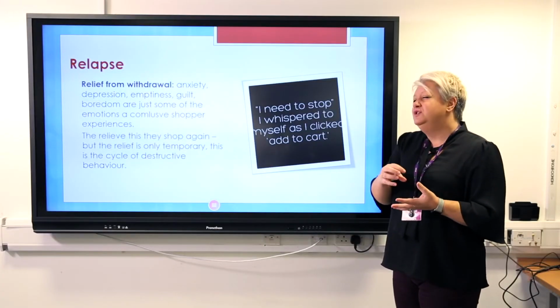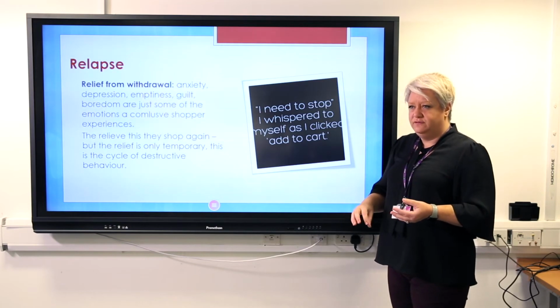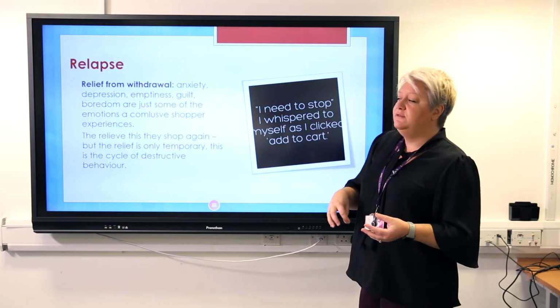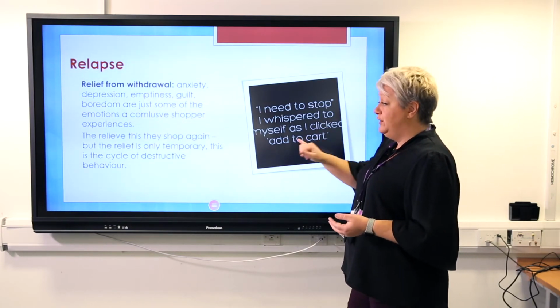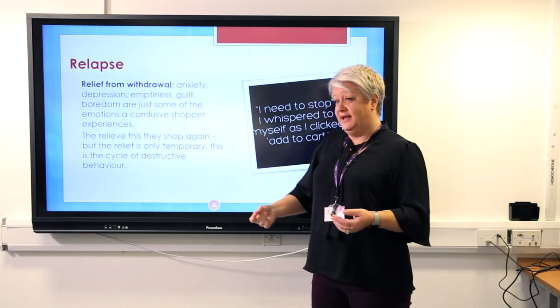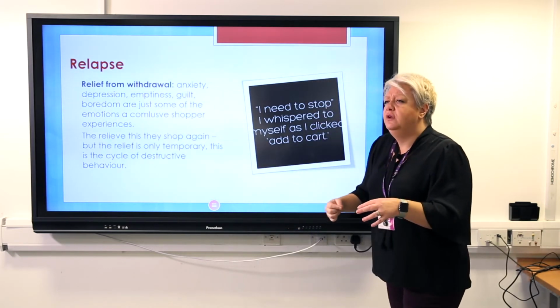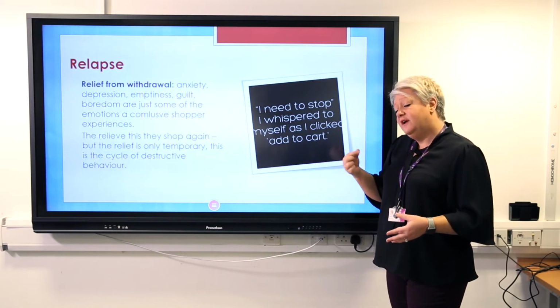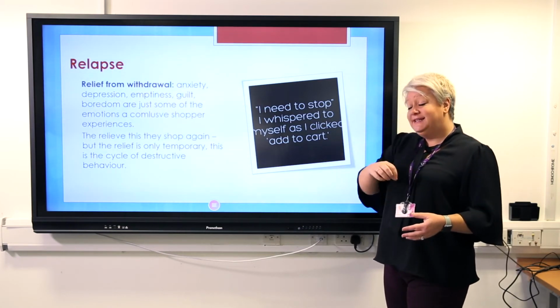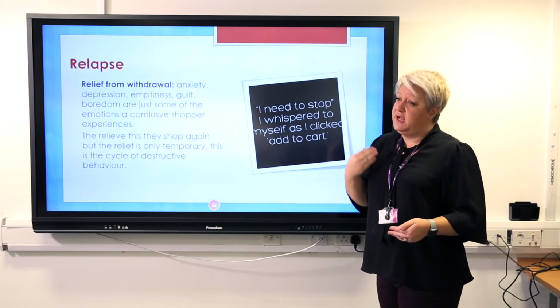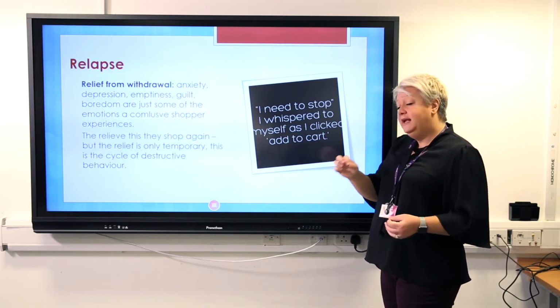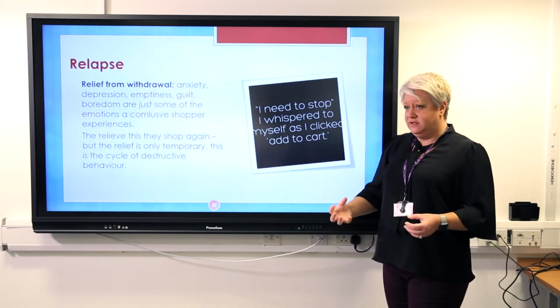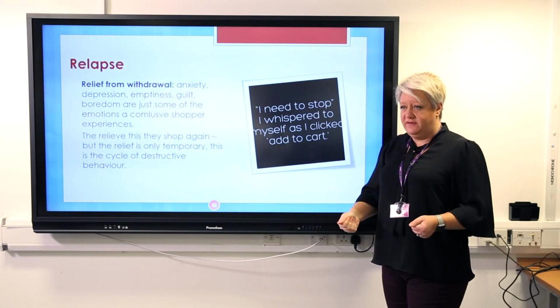So what people want to do is remove those withdrawal factors. They want to make themselves feel better. So what they do is they shop again, and they think, I'll only do it once because it'll just make me feel a bit better now. But in actual fact, what it does is it starts that vicious cycle again, and people really struggle to get out of that cycle because it makes them feel better.